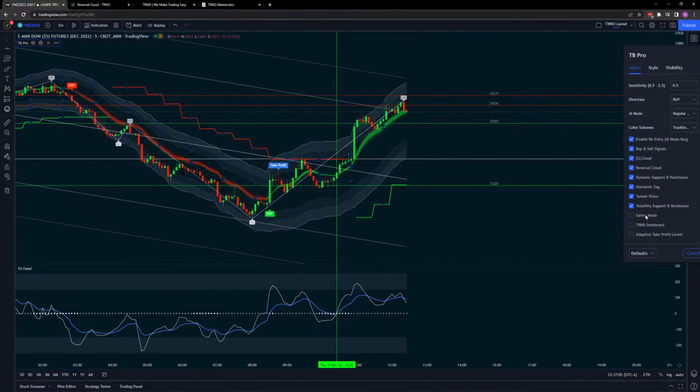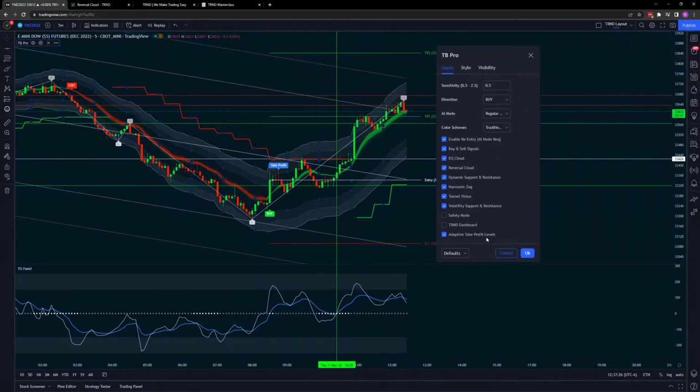We have safety mode, which will give you confluences based off the current trend. So it's not gonna let you trade against the trend. Trend dashboard is a little dashboard up here, and it's gonna give you all the information you're seeing here, but in a nice little dashboard. Adaptive take profit lines is gonna give you, based upon your current direction, adaptive take profit. So for buy, we're gonna get our entry right here, our take profit 1, our take profit 2, and our stop losses.